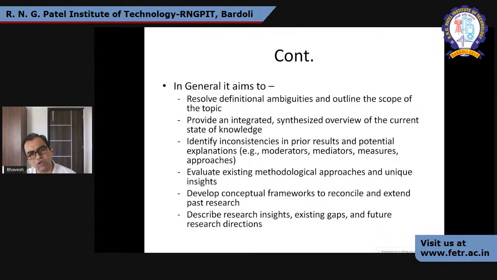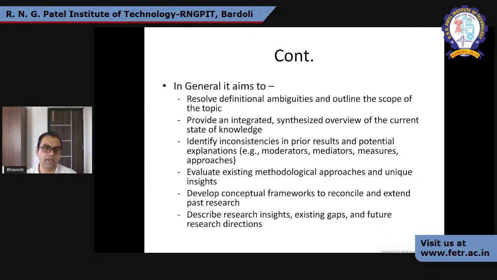It generally aims to resolve the definitional ambiguities and outline the scope of the topic, provide an integrated, synthesized overview of the current state of knowledge, identify inconsistencies in prior results and potential explanations, for example, moderators, mediators, measures, approaches, etc. Evaluate existing methodological approaches and unique insights, develop a conceptual framework to reconcile and extend the past research, and describe research insight, existing gaps, and future research directions. So the last line is again important. For that we need to do a literature review, and the literature review is aiming for that only.